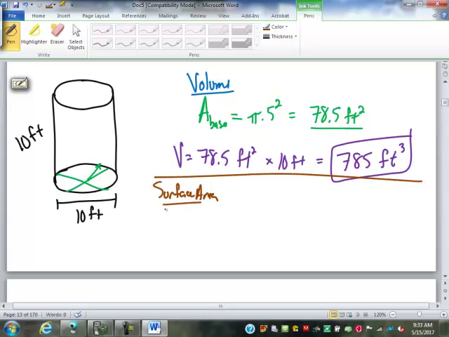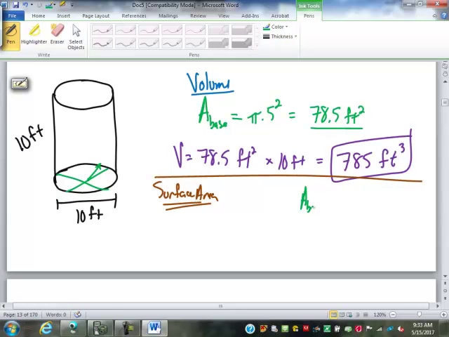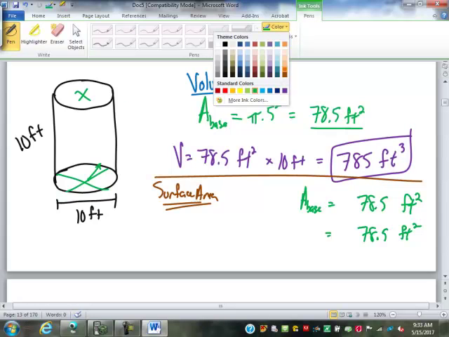So for surface area, I have the area of the base, 78.5. Does that get counted once or twice? Twice, because there is one on top as well. This shape here is also base. Now I need to do my lateral area.